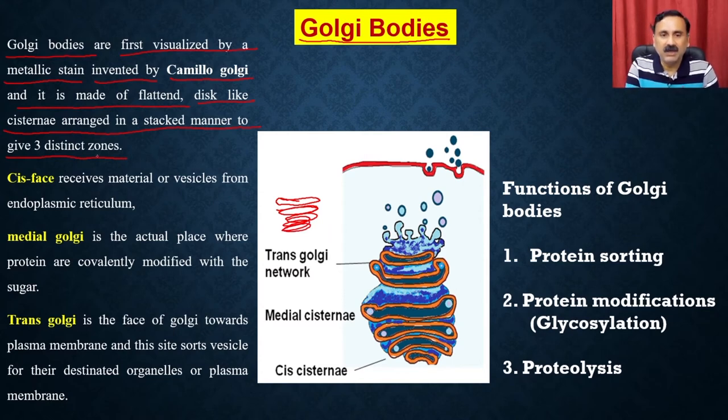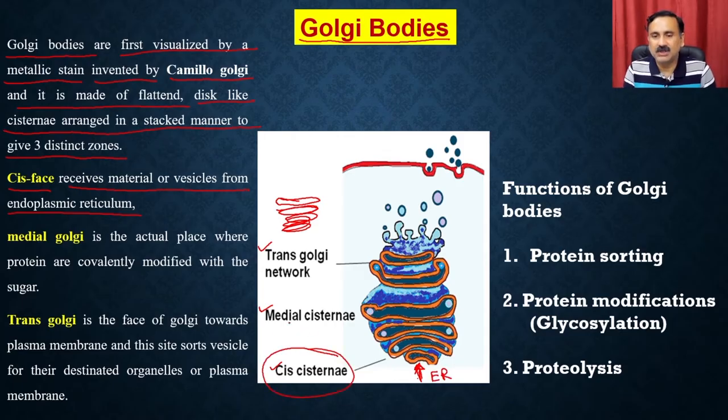You have three different zones within the Golgi bodies: the cis zone, the medial zone, and then the trans zone. So this is the starting point, the cis zone. The cis face is actually receiving the material or vesicles from the endoplasmic reticulum. The side from which it receives the material from the ER is called the cis face or the cis cisternae.